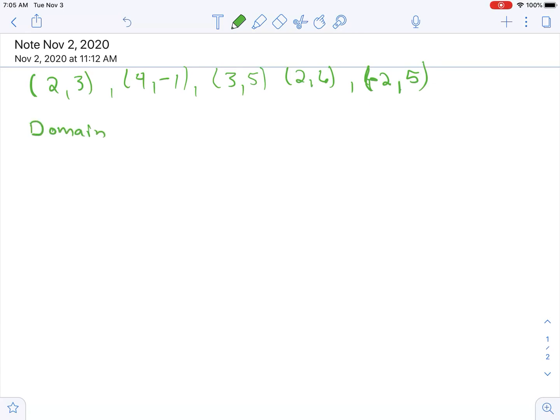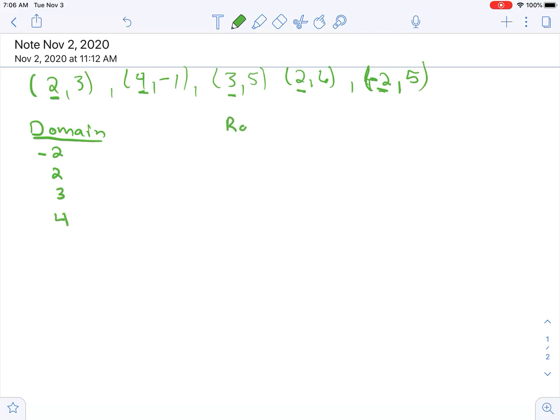My domain is my x values. So my domain would be 2, 4, 3, 2, and negative 2. 2 repeats itself, so I'm not going to list it twice. I'm going to put it in numerical order. So negative 2, and then I had 2. I had two 2s, but I'm not going to list them both. And then I had 3 and 4.